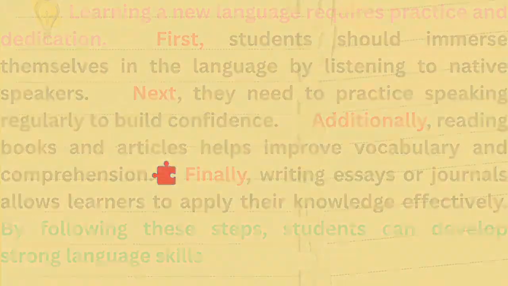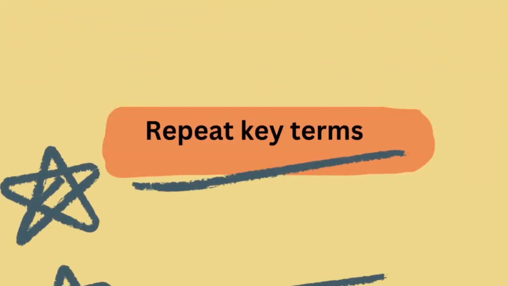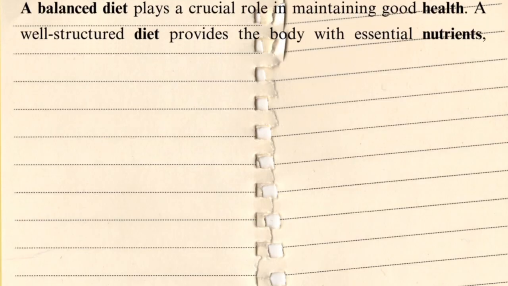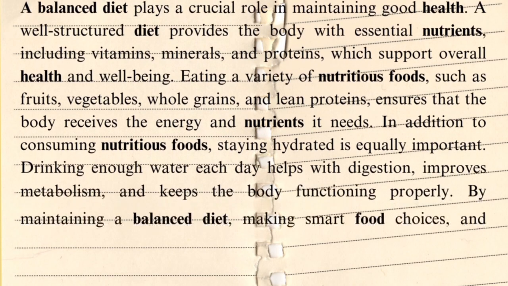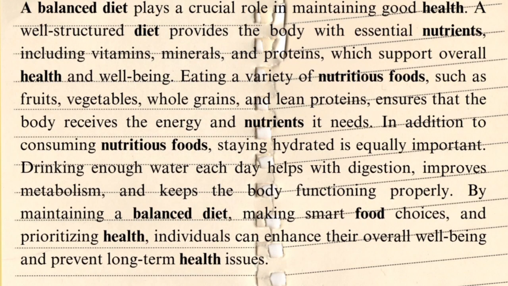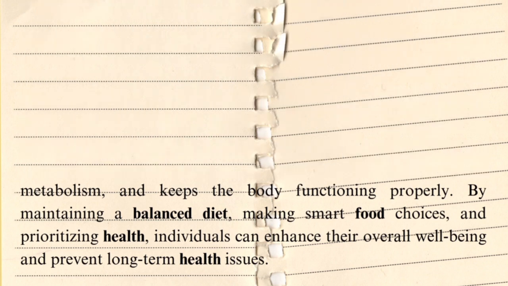A second technique for a cohesive paragraph is the repetition of key terms. Repeating key terms can help you show the relationship between ideas and thus tie the paragraph sentences together. Let's examine the example in this slide. From reading the paragraph, we can notice that although the paragraph does not contain transitional signals, the sentences of the paragraph remain cohesive because of the repetition of key words.